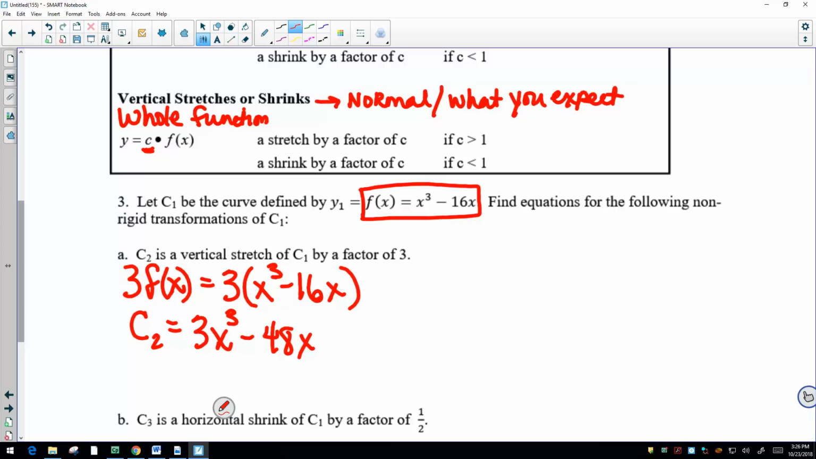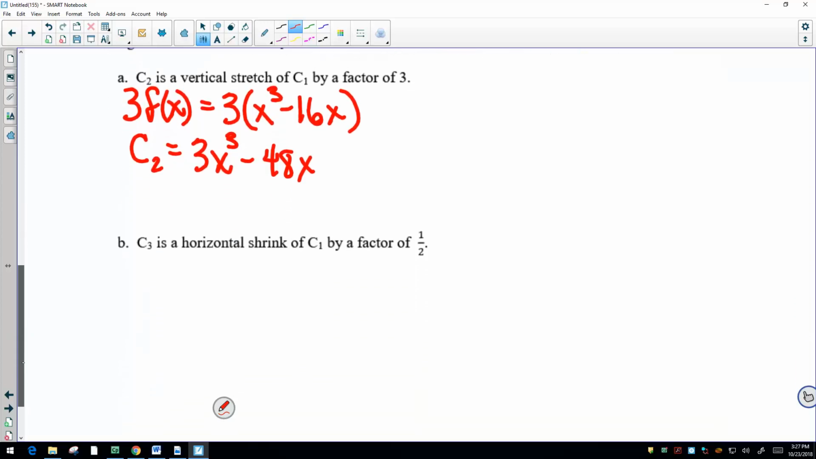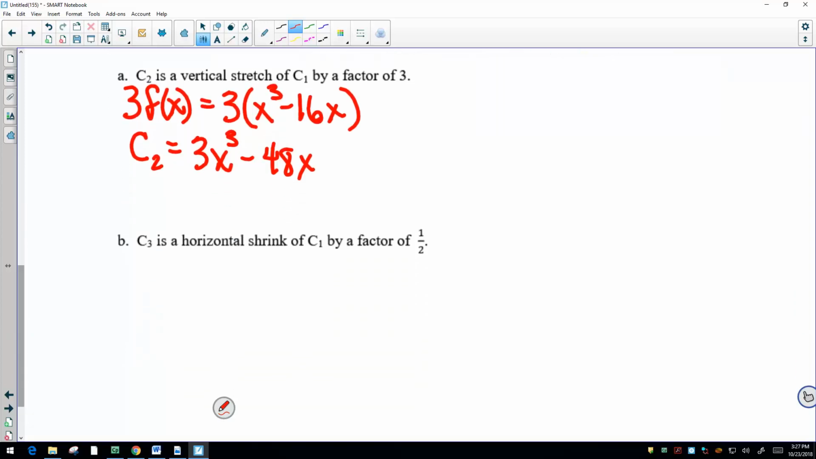So we can see again, it's happening to the entire function. It's supposed to get big. It looks like it gets big. Nothing crazy there. Okay. More difficult one is going to come for letter B. So it says we're going to do a horizontal shrink by a factor of 1/2. So when we do this, I almost want you to think again, think big. So if I see a small number, I want to think opposite because I'm doing a horizontal motion.